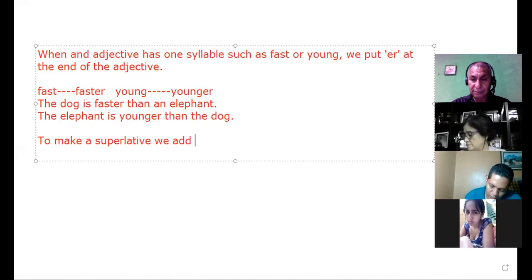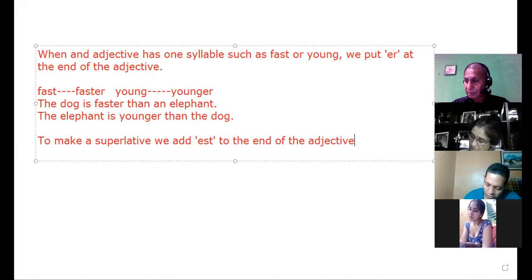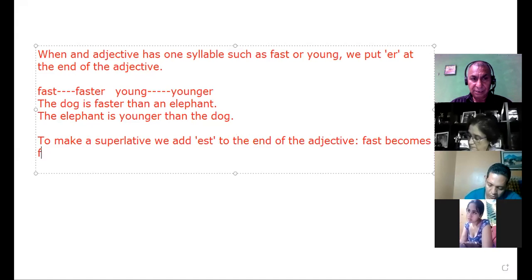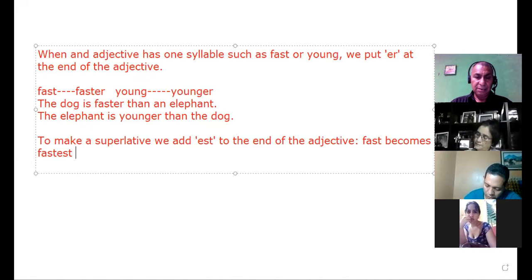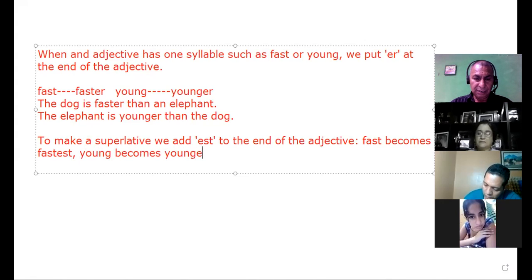we add EST. Remember, we add EST to the end of the adjective to make a superlative. So fast becomes fastest. Young becomes what? Youngest, yes, becomes youngest. Thank you. So young becomes youngest.